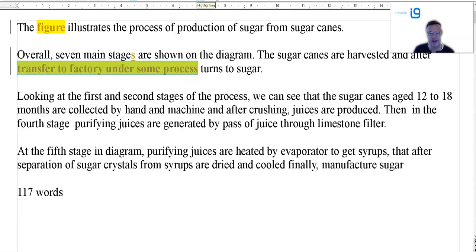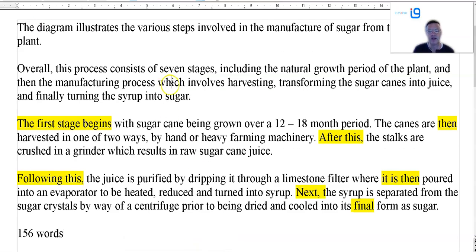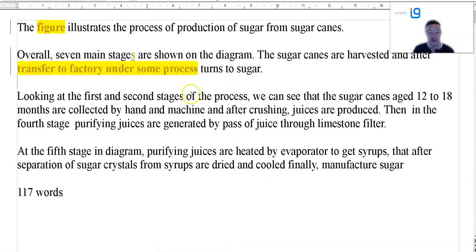Well, that's extremely sparse. If you compare it to mine, I mean, look at mine. I say, what do I say? 7 stages, natural growth, manufacturing process, which involves blah, blah, blah, right? So you can see why this one's only 117. First and second stages, why would you look at the first and the second stages? Why wouldn't you go stage by stage? Behind the machine, after juices are produced, in the 4th stage, purifying juices are generated. Purifying juices are generated? Purifying juice? What? Purified juice is made.